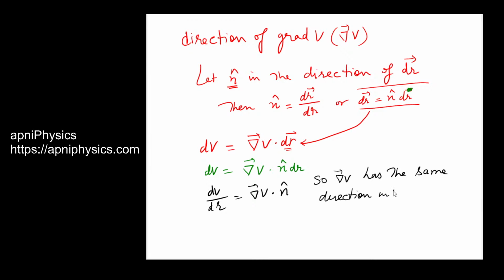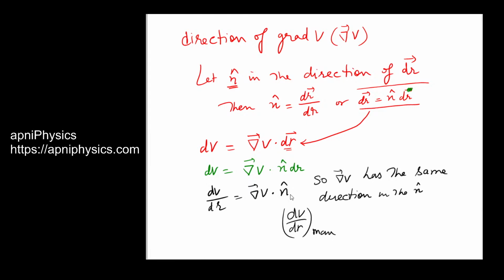Only when the unit vector n is in this direction will this be maximum. So the del operator V has the direction along which the rate of change of V is maximum. So dV upon dr will be maximum when the angle in between these two will be 0. Right? So you can understand that.